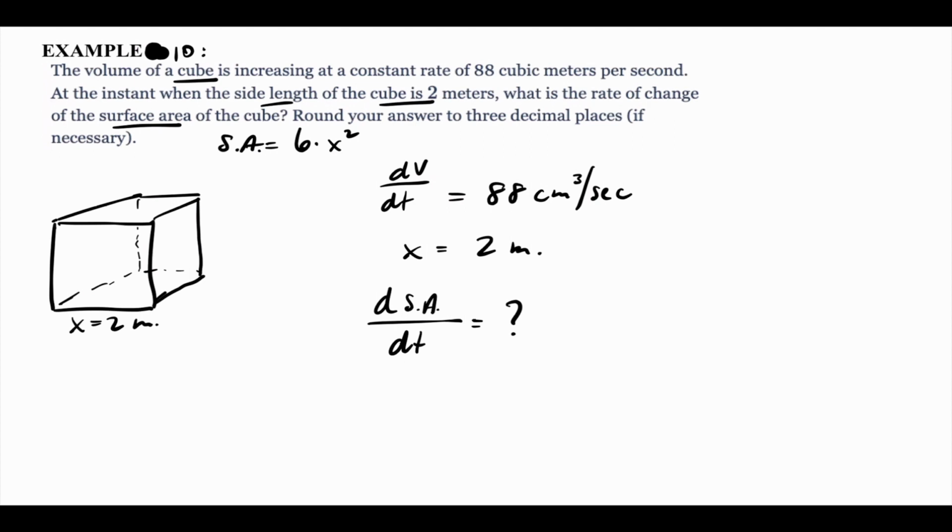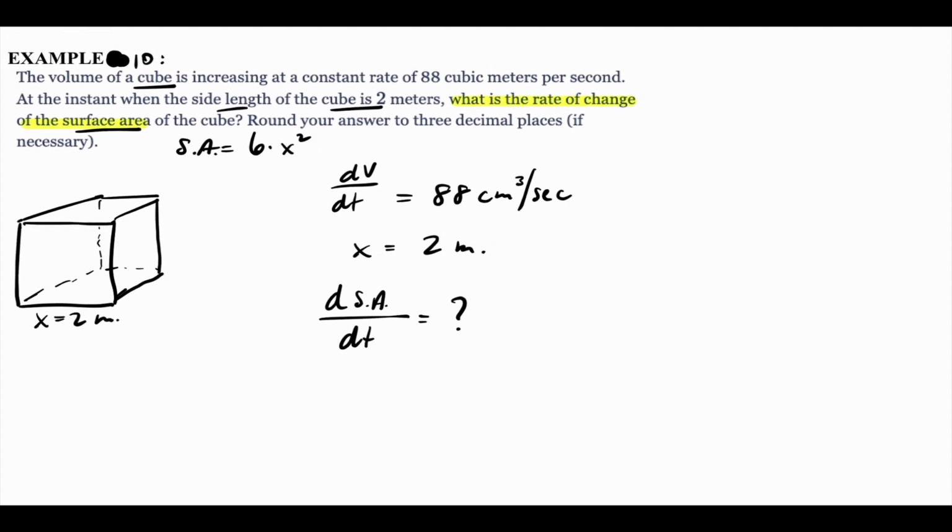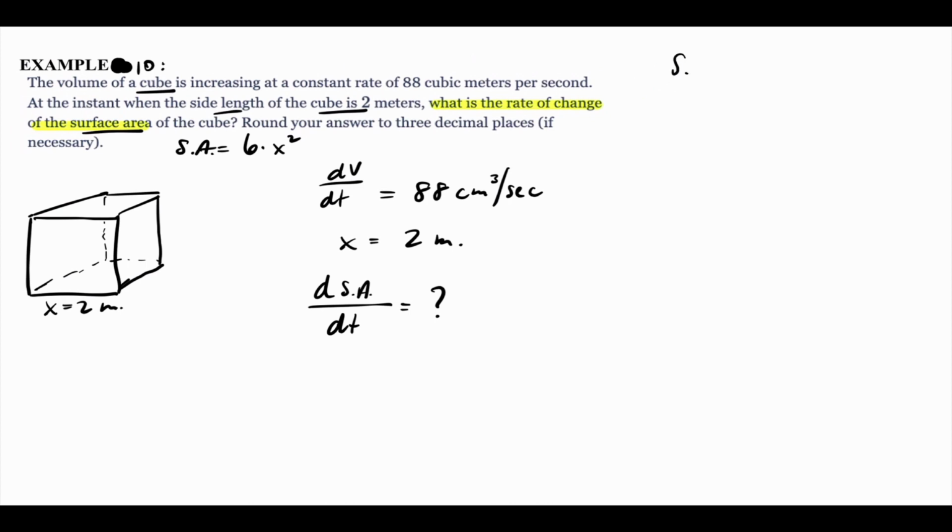Since the question is asking about surface area, we're going to use the surface area formula. Surface area is equal to 6 times x squared. So the first thing we've got to do, we have our formula, differentiate. Derivative, dSA over dt equals, and then we find the derivative of 6x squared. That's 12x dx over dt.